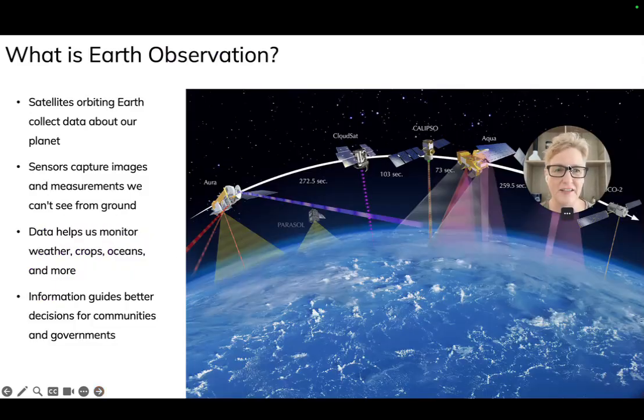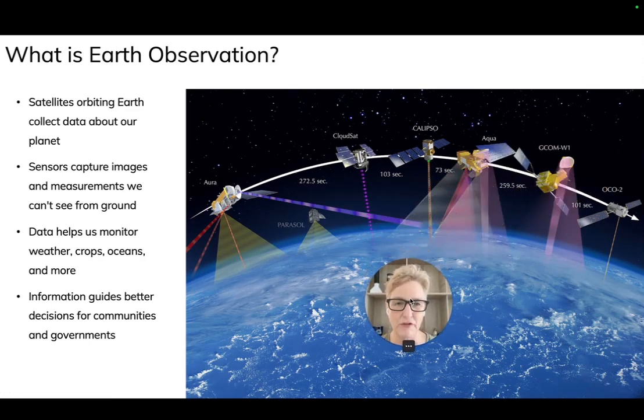We can see here in this graphic that there's a number of Earth observation satellites that are in orbit, and they're all doing different jobs. This is a graphical representation, so they're definitely not this close, and they're probably at different altitudes and different inclinations. So these satellites are orbiting Earth to collect data about our planet.